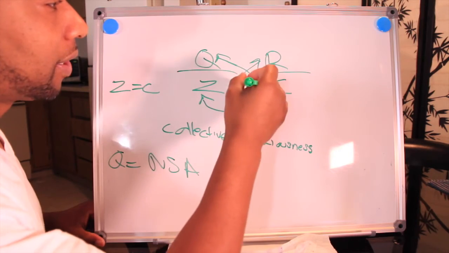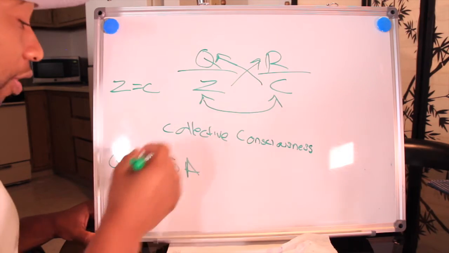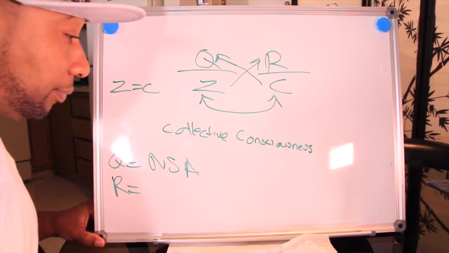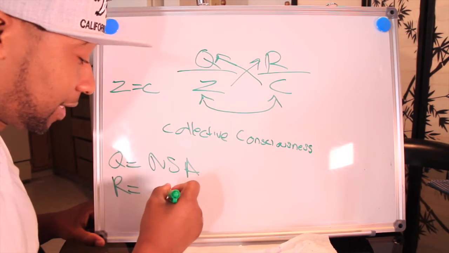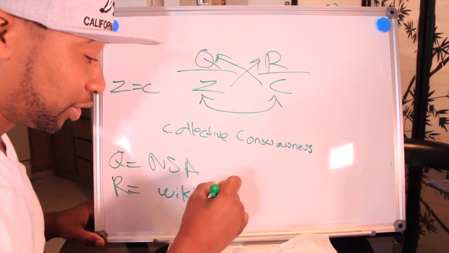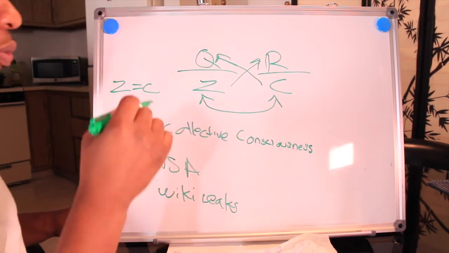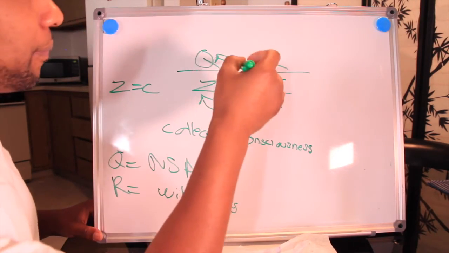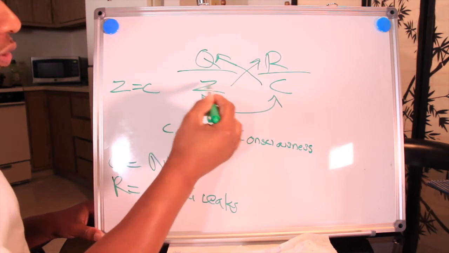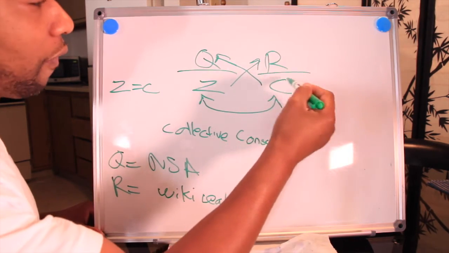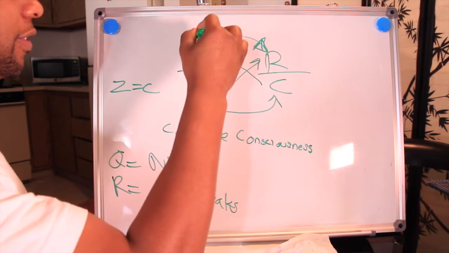So what does that mean? How do we even get to these two common denominators? And then we can find other things. And R could equal WikiLeaks. You know what I'm saying? But as you see where I'm going with this, all of this ties in. So you have the NSA over collective consciousness, and WikiLeaks over collective consciousness. But then you can see how these even tie in together in some form.